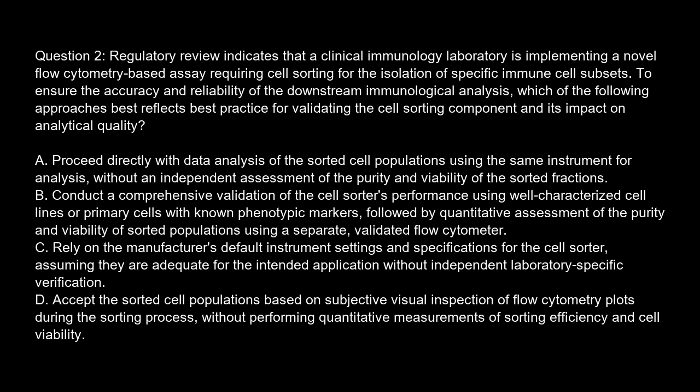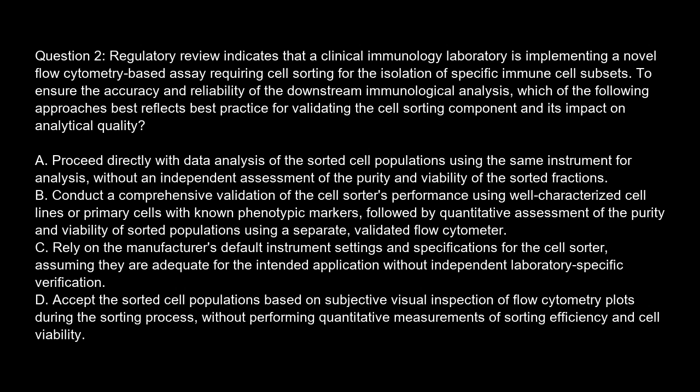Option A. Proceed directly with data analysis of the sorted cell populations using the same instrument for analysis, without an independent assessment of the purity and viability of the sorted fractions. Option B. Conduct a comprehensive validation of the cell sorter's performance using well-characterized cell lines or primary cells with known phenotypic markers, followed by quantitative assessment of the purity and viability of sorted populations using a separate, validated flow cytometer.